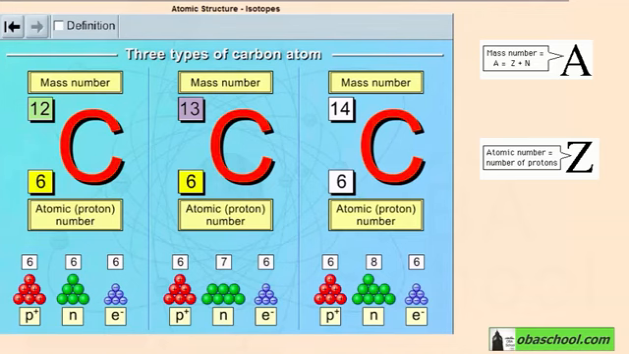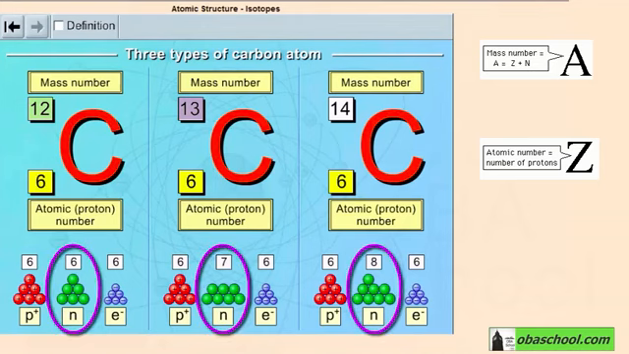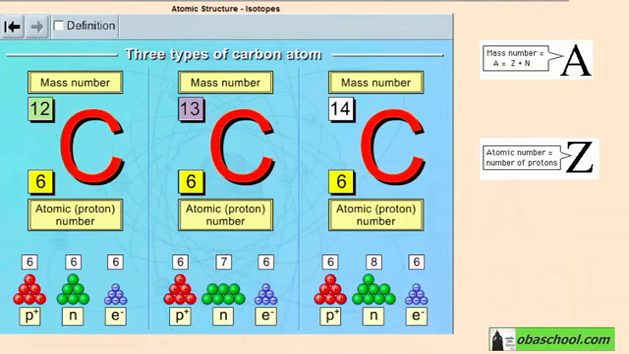So if we examine carefully the 3 atoms, we will notice that each one of them has 6 protons. So all of them have the same atomic number, which is 6. And since they're all neutral atoms, each one of them will have 6 electrons as well. However, each carbon atom right here has a different number of neutrons inside the nucleus. As you can see, the first has 6, the second 7, and the third 8. And since the mass number is equal to the neutrons plus protons, each one of them will have a different mass number, which is 12, 13, and 14, as you can see right here.